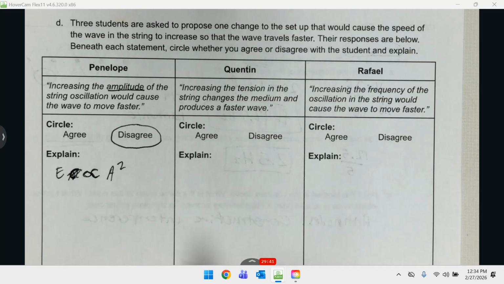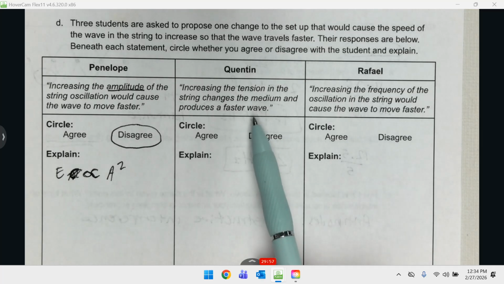Okay, and so this is a statement I disagree with. In fact, the only factor that affects the velocity of the wave is the medium itself. So the only way we're going to get a wave that travels faster is if we change the medium. So you should say something like that down here.